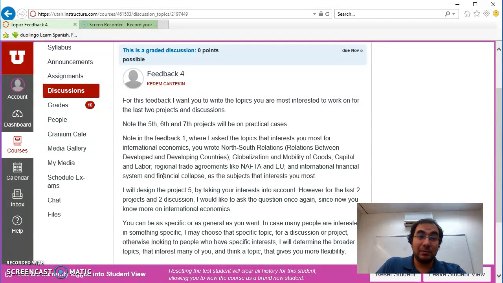and some information on what the final exam will be like, both in terms of its content and in terms of the way you take that exam.